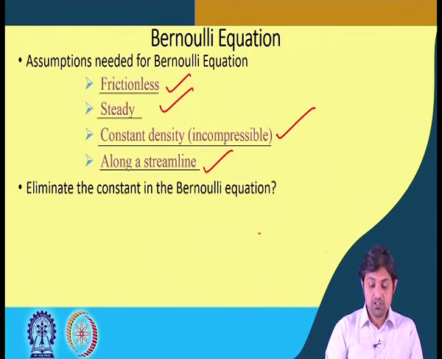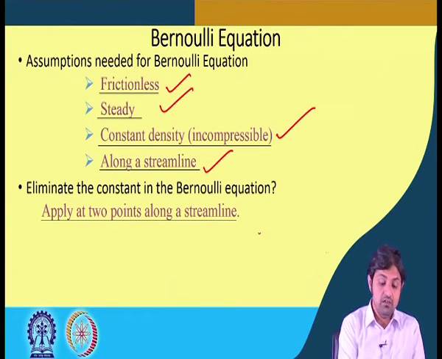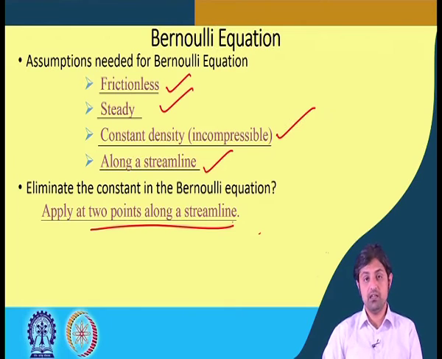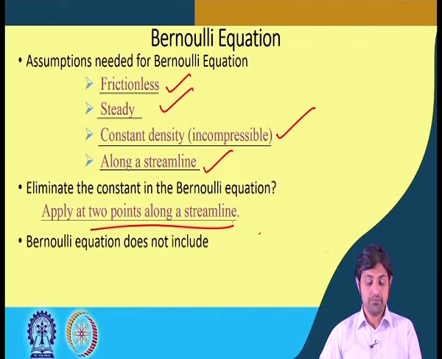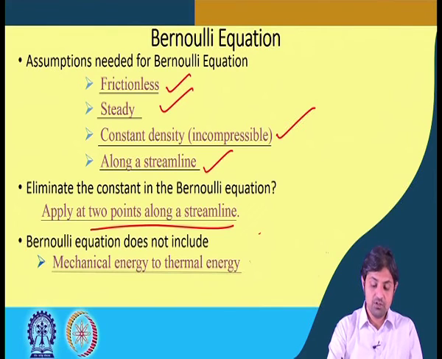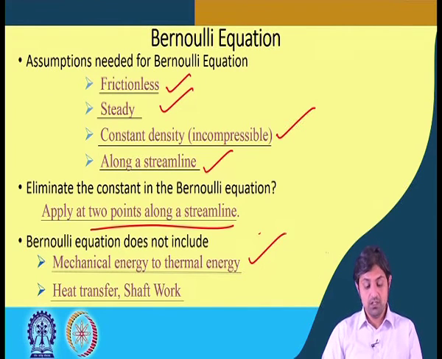Now can we eliminate the constant in Bernoulli's equation? Yes. If we apply the Bernoulli's equation at 2 points along a streamline, this is important. So the streamline should be the same, and if we apply this equation to 2 points along a streamline, the constant would be the same and therefore it can be eliminated. Bernoulli's equation does not include mechanical energy to thermal energy conversion, heat transfer or shaft work. Okay, so this is some general information about the Bernoulli's equation that you might be aware of from before.